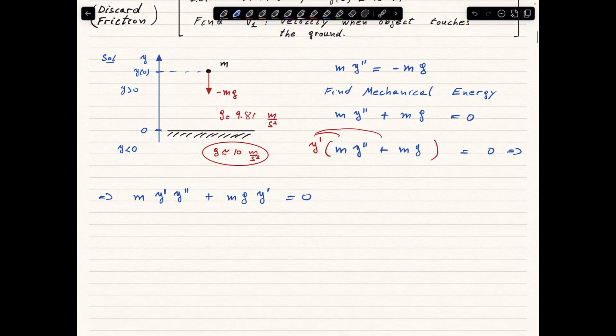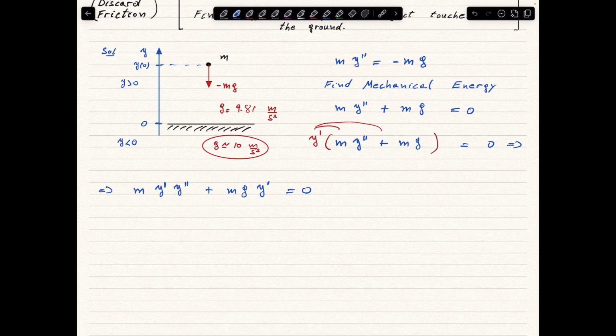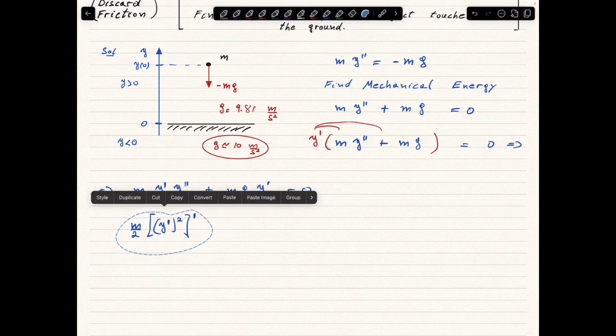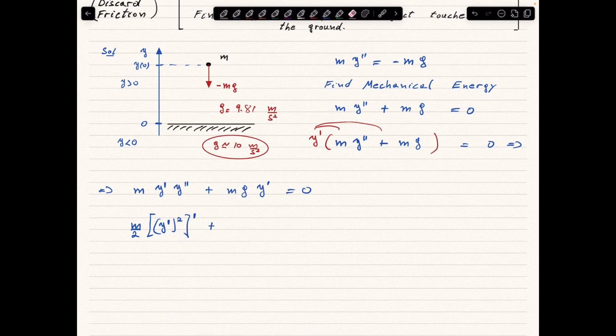Now the chain rule says that this is going to be equal to mass over 2, v prime squared, all that prime. Recall this is the calculation we did with the chain rule in the spring. And over here, what do we do? Nothing. We leave it as it is because this is already a total derivative.